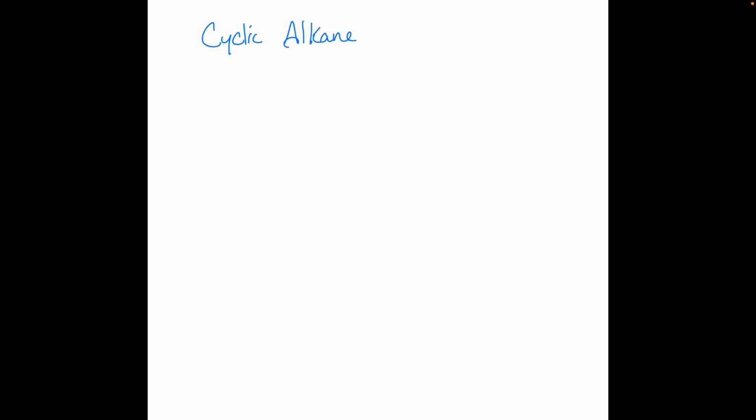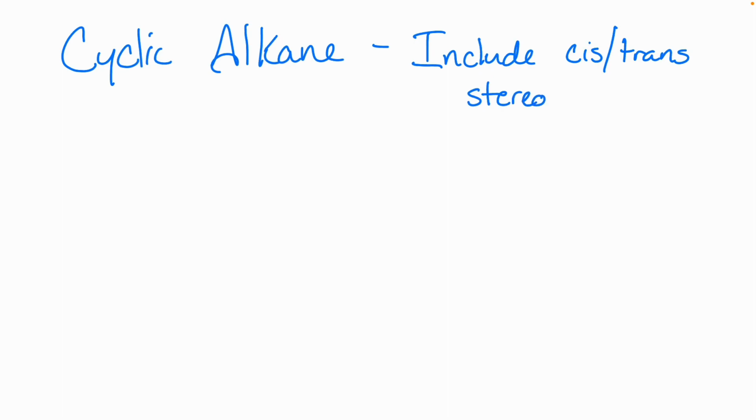All right, so then we complicated things by throwing in cyclic alkane nomenclature. And one of the ways that we complicated this is because there are some where we're going to have to include our cis and trans stereochemistry.